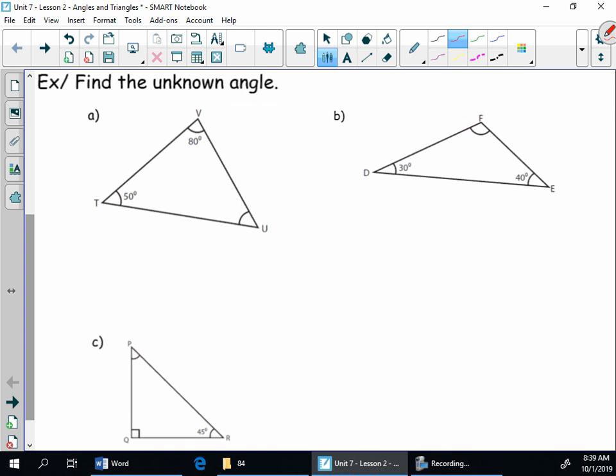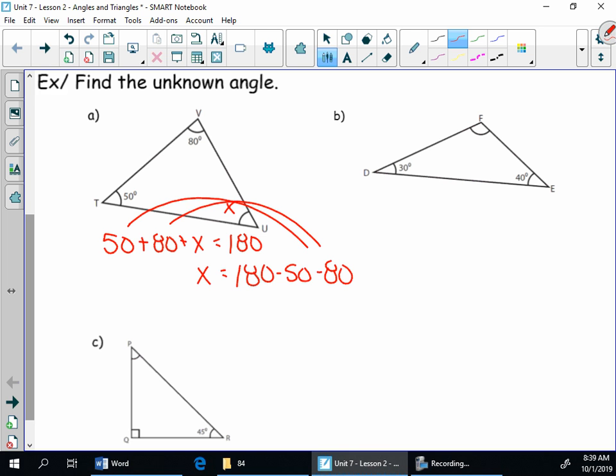So I want to find the unknown angle. It's right here, x. Well, I know that 50 plus 80 plus x has to equal 180. Has to. So I can solve this by putting the numbers on one side and the letters on the other. When I cross the equal sign, I do the opposite, right? Well, doesn't this look like our shortcut from yesterday? 180 minus the parts that I know. Turns out that x must be 50.